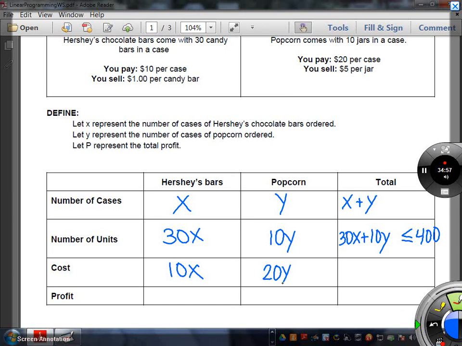So the total amount that I'm shelling out at the beginning to buy these cases of Hershey bars and popcorn jars, 10X plus 20Y gives me my total, which needs to remain less than or equal to 500, because if you look back at the problem, they said ASB is only going to let you spend $500 in order to run your fundraiser.